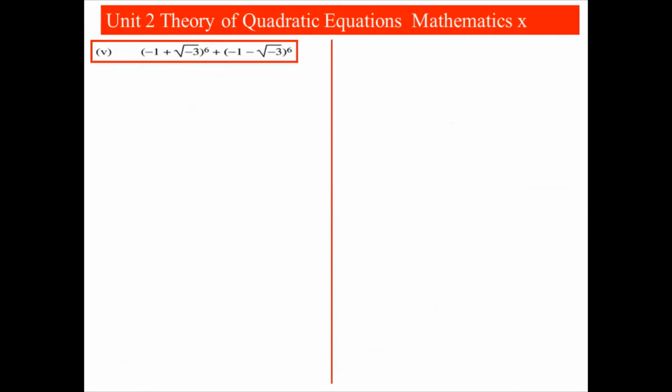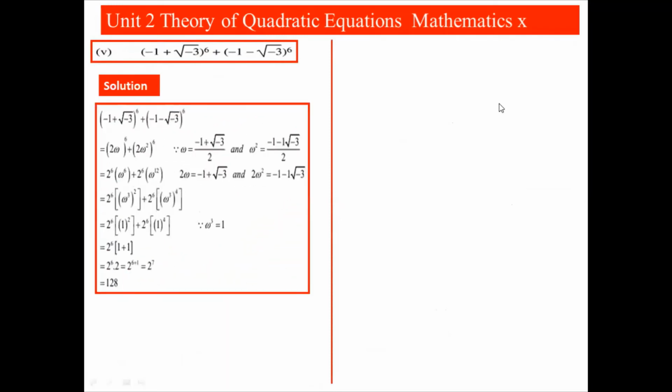Part 5. From here we can see that if we divide this by 2 and here we divide by 2, this will be equal to omega, and this will be equal to omega square. So let's see.